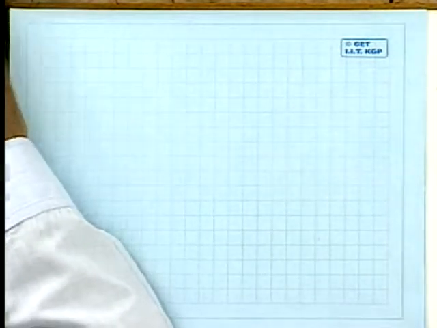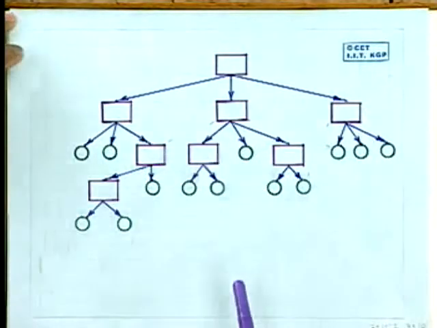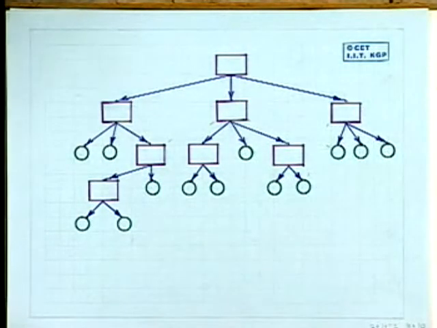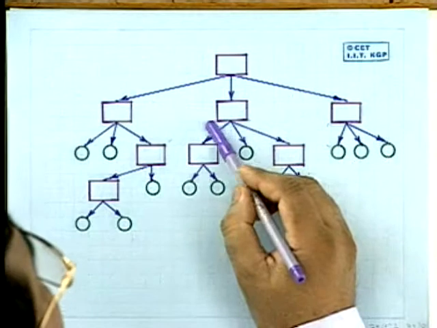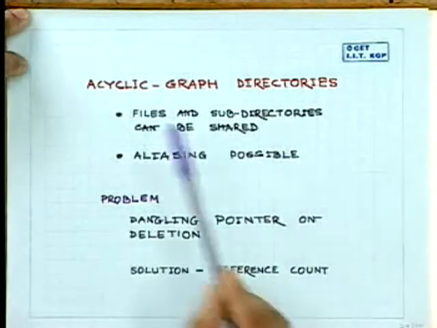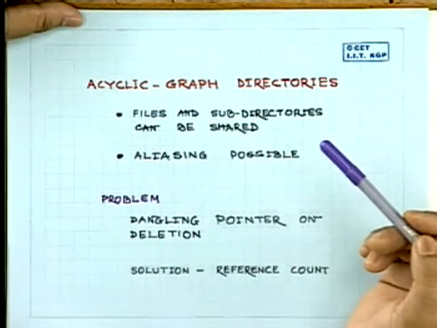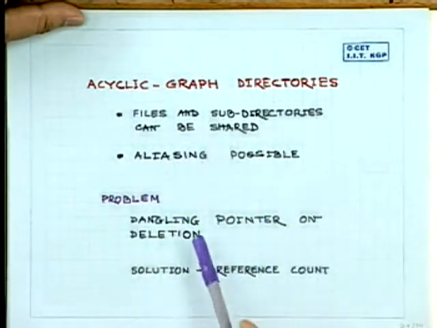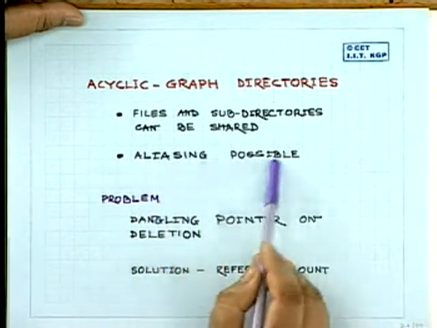Now, so long we had been talking about the directory structure, which is a tree. Now let us see, if we try to break away from a tree and have an acyclic graph directory, what are the benefits that we can have? The benefits are that files and subdirectories can be shared, and aliasing is possible. Let us see what we mean by it, right?